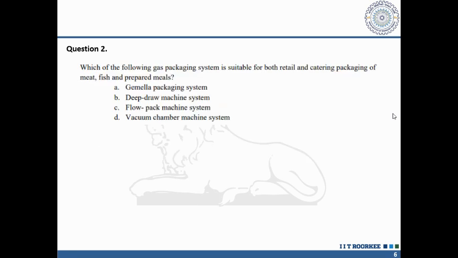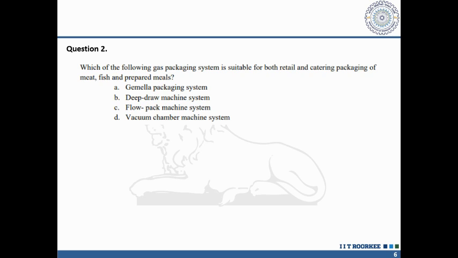Which of the following gas packaging systems is suitable for both retail and catering packaging of meat, fish, and prepared meals? Option A is a gamma packaging system, deep draw machine system, flow pack machine system, and vacuum chamber machine system. If you know, please write the answer in the comment box. Here you have to answer which kind of packaging system is suitable.